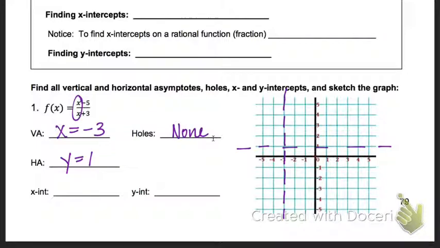Now I want to find the x-intercept. That's setting the numerator equal to 0. So what's the ordered pair? Does it go first or last for an x-intercept? First.